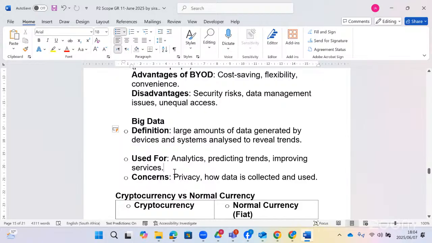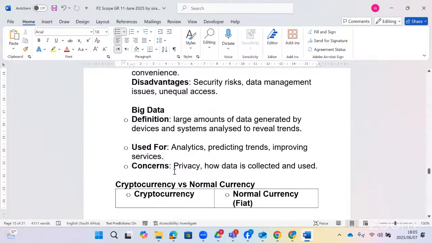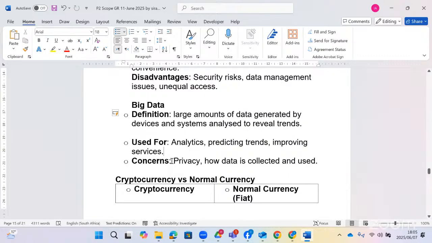They can gather this large data set, how people come to their shops and buy items, so that they can give you points and say, okay, you are a very good customer, so hence we are giving you this amount to reward you because you have been purchasing from us. And they can only do that by gathering this large data set so that they can predict and analyze. We call them big data. Then the concerns or disadvantages of big data are privacy and how data is collected and used.